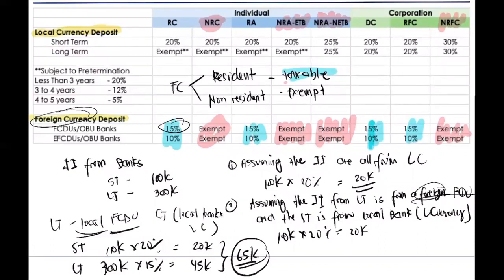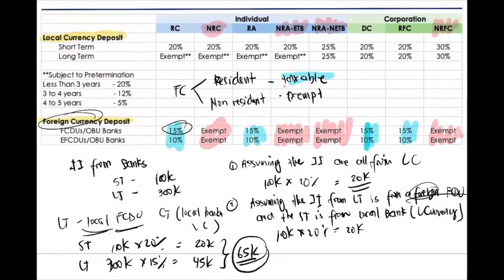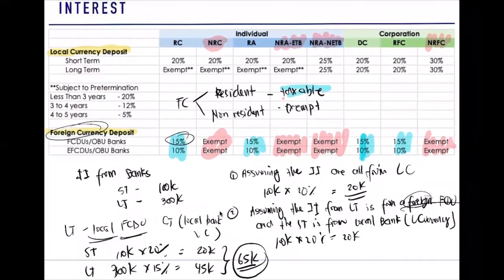So that's for interest. Again, your interest applies to bank deposits, securities, money market placements, those sanctioned by BSP, what else? Trust funds. Okay, so if those items of interest income will be placed in your gross income, they are subject to final tax.